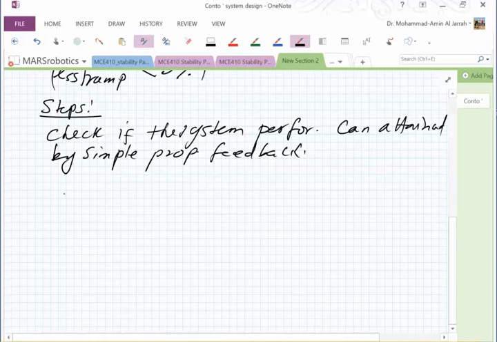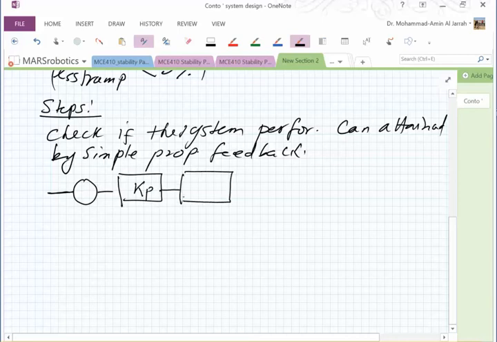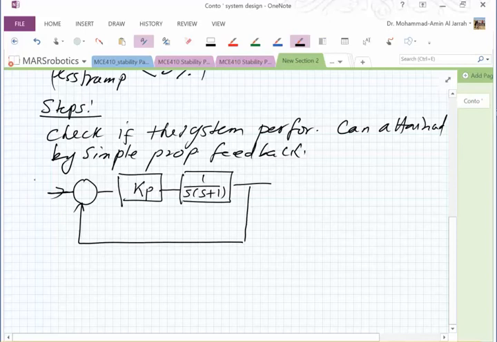Okay, so I will start by saying, I want to put a simple proportional feedback, and this is KP, proportional feedback, and this is my plant, which is 1 over S times S plus 1. Okay, so this is my input, let's say this is R desired, and this is C. So you want C to be equal to R desired. This is, of course, the error here.